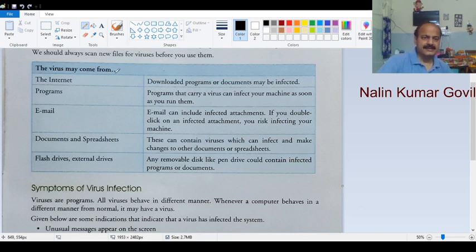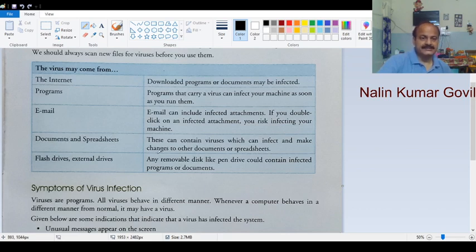Where does the virus come from? First, the internet. A downloaded program or document may be infected. Programs that carry a virus can infect your machine as soon as you run them. Email can include an infected attachment. If you double click on the infected attachment, you risk infecting your machine.